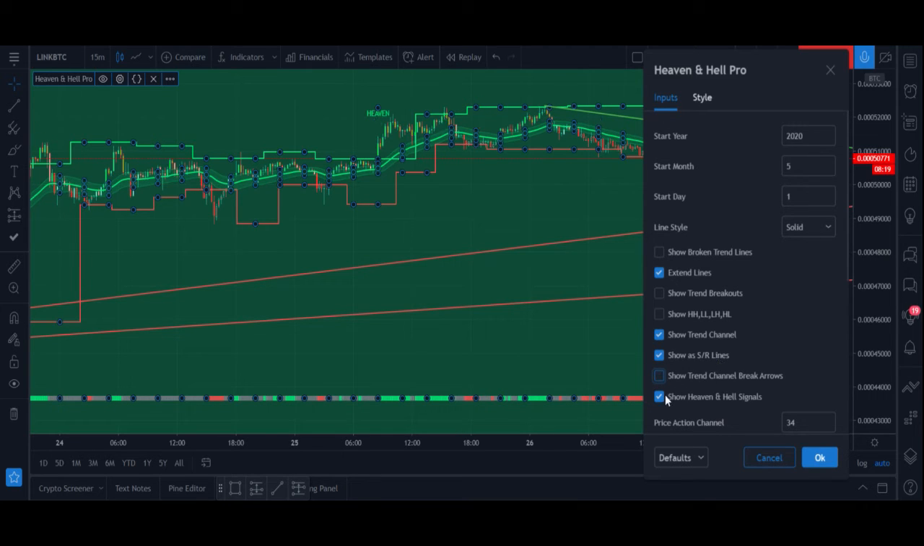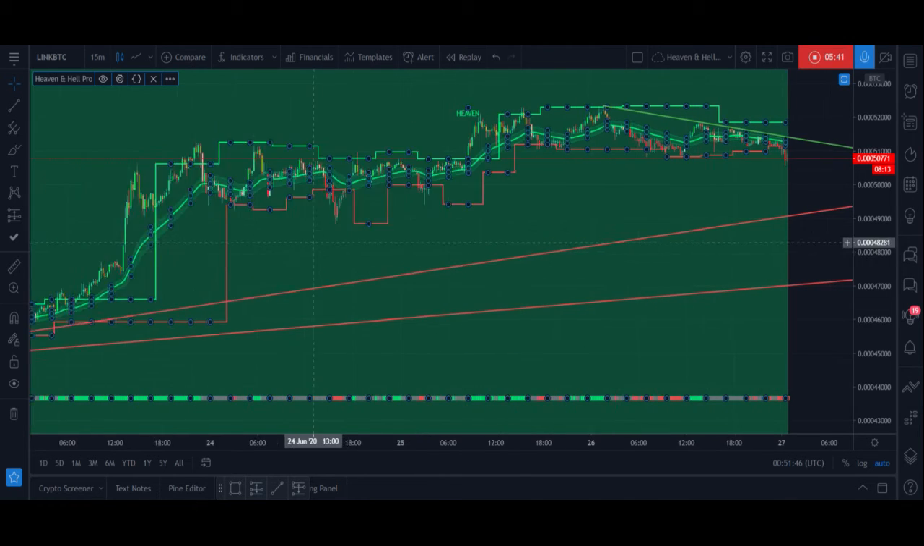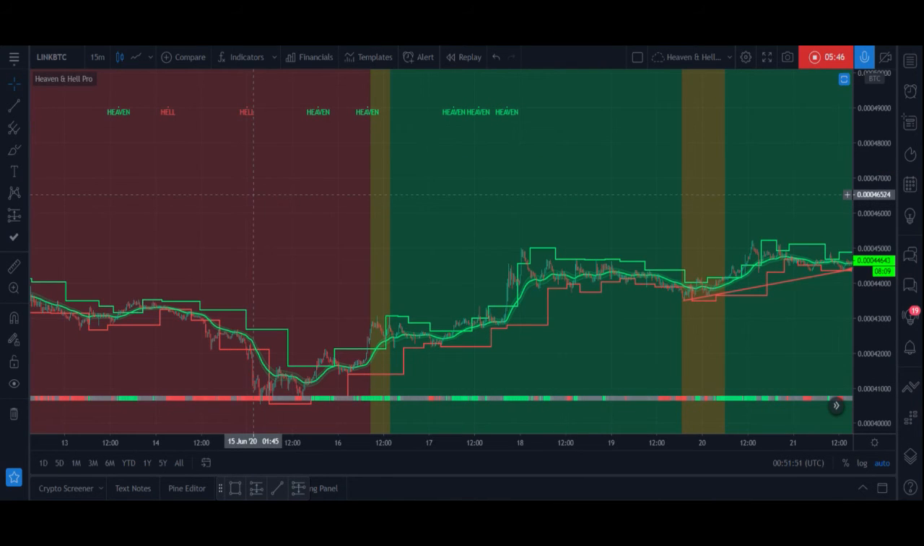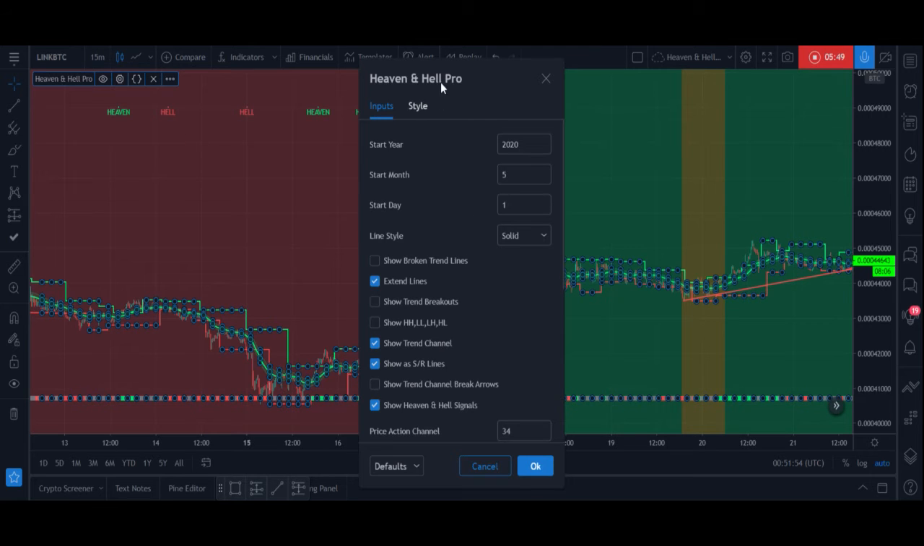And then finally, we have the heaven and hell signals. So heaven is the long trades, and hell, because you're going straight down, are the short trades. Akin to the namesake, not religious, but I thought it would be a bit of fun.